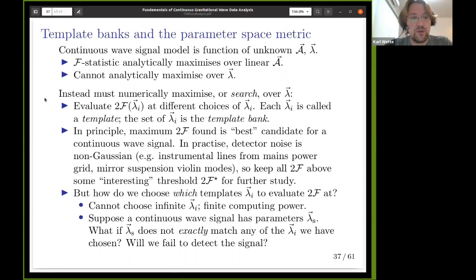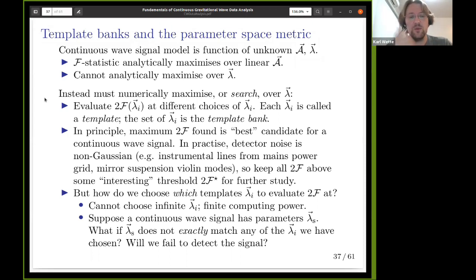Right. So the final major thing I'm going to try and cover in the lecture is template banks, and something called the parameter space metric. So just quickly go through this. We have this distinction between the A parameters, the amplitude parameters, and the phase parameters, which are called lambda. As we've seen, the nice thing about the amplitude parameters is we can analytically maximize over them. So we get this thing called the F statistic, so we never have to explicitly choose those values. The F statistic basically gives them to us. But we can't do the same thing for the lambda parameters.